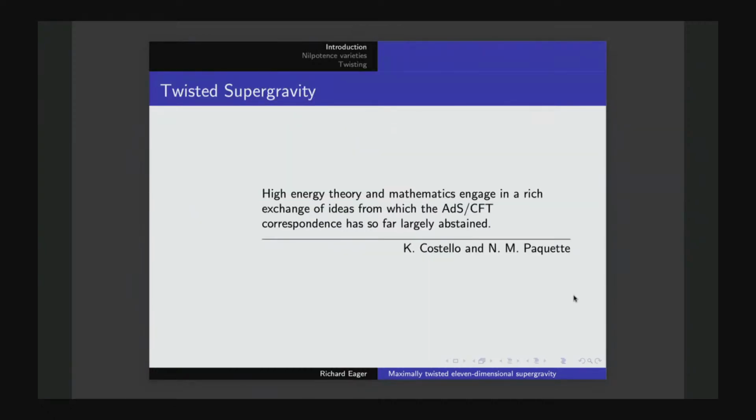So the main motivation is to understand twisted supergravity, and a very inspirational quote by Kevin Costello and Natalie Paquette is that high energy theory and mathematics engage in a rich exchange of ideas from which the AdS/CFT correspondence has so far largely abstained. And part of the goal of this talk is to have this rich exchange of ideas between high energy theory and mathematics. And I think this conference is bringing people together from both math and physics, and I hope to promote this exchange.